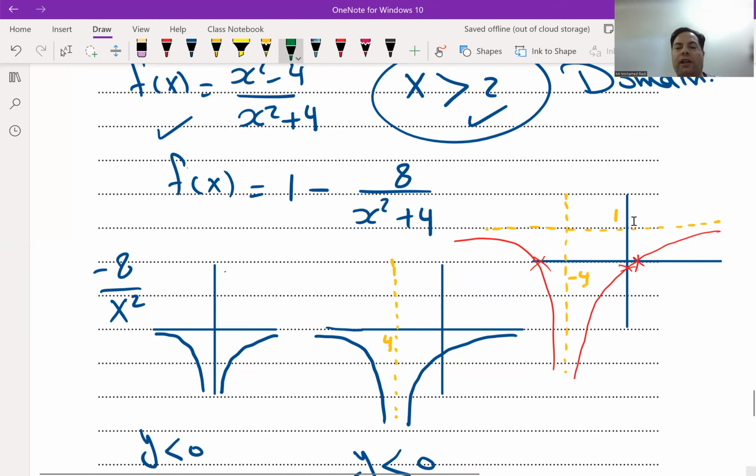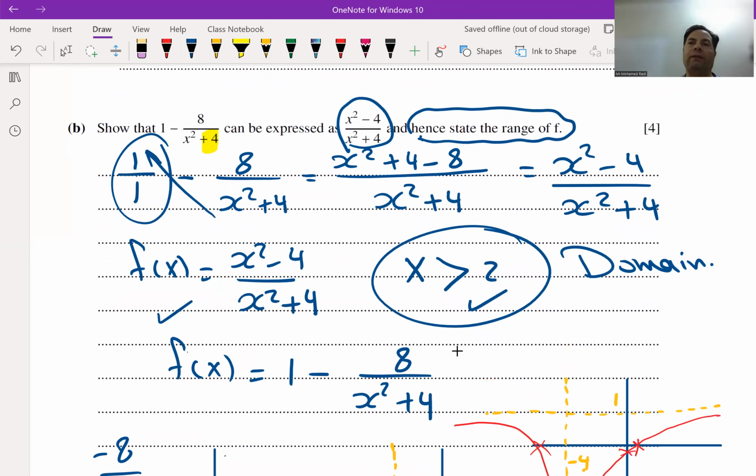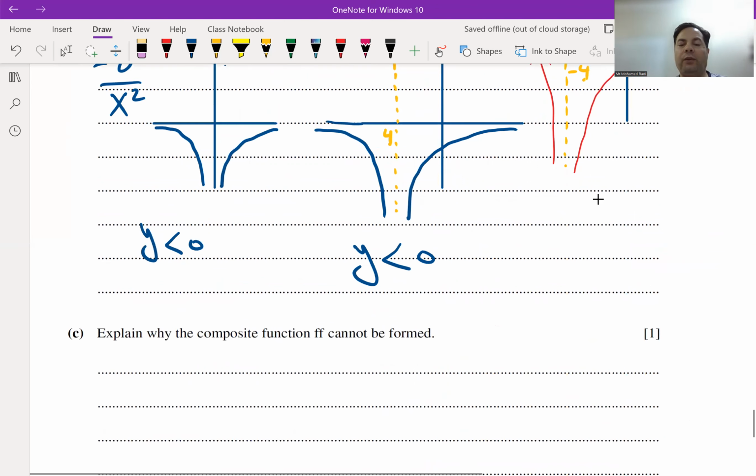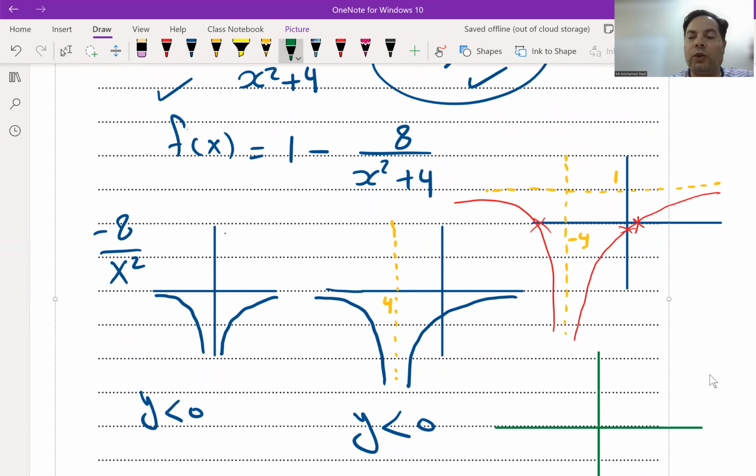I start to sketch plain 1 over x squared, negative 1 over x, negative 1 over x squared. Then I start with the given function, starting from negative 8 over x squared. Then translate horizontally, move to the left 4 units, then move up 1 unit. Now I will sketch the function for the given domain, which is x more than 2. I will start only from 2. Forget about the whole function.